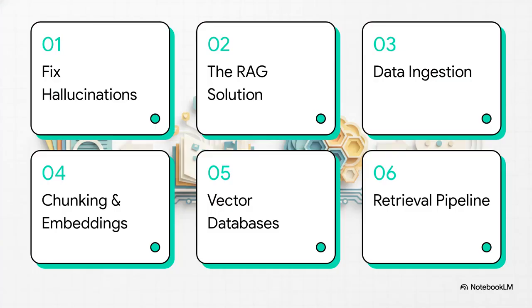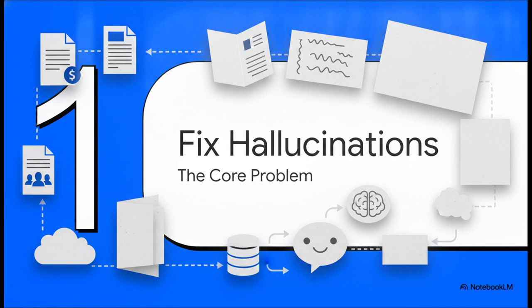Here is our architectural blueprint for today. We're going to cover: 1. Fixing LLM hallucinations. 2. The RAG solution. 3. The data ingestion pipeline. 4. Chunking and embeddings. 5. Vector databases. And finally, 6. The retrieval pipeline. Starting with Section 1, Fixing LLM hallucinations.